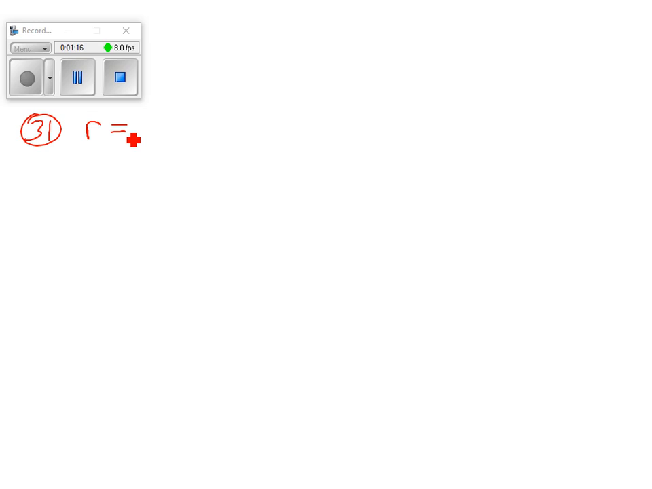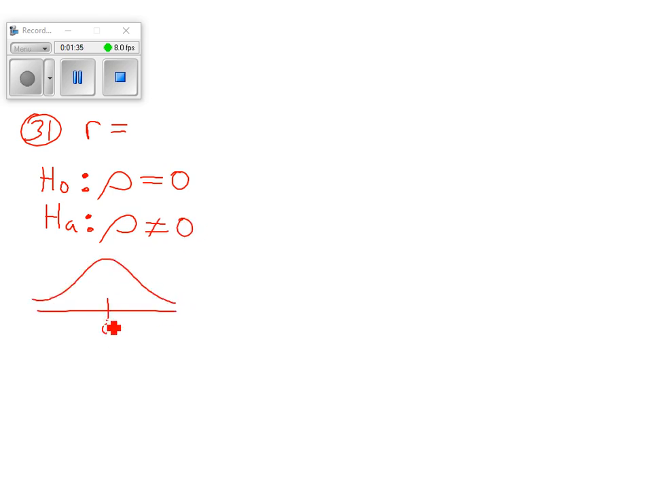And I guess while you're doing that, I can do the HO and HA, because they're the same for every single one. HO is rho equals 0, and HA is rho is not equal to 0. That means we're going to be two-tailed, so I can start to draw this also. We're going to have to find our T. I think it's R over, I have to remember the formula, the square root of 1 minus R squared on top over what? N minus 2?